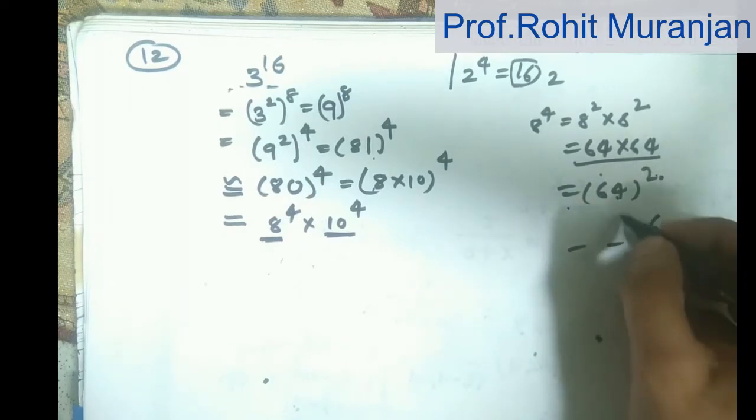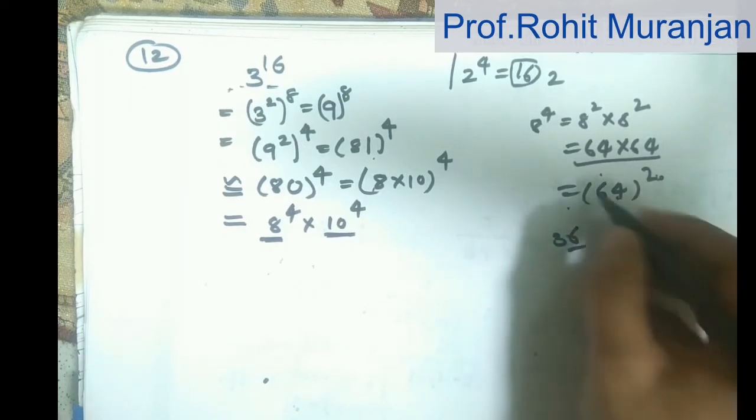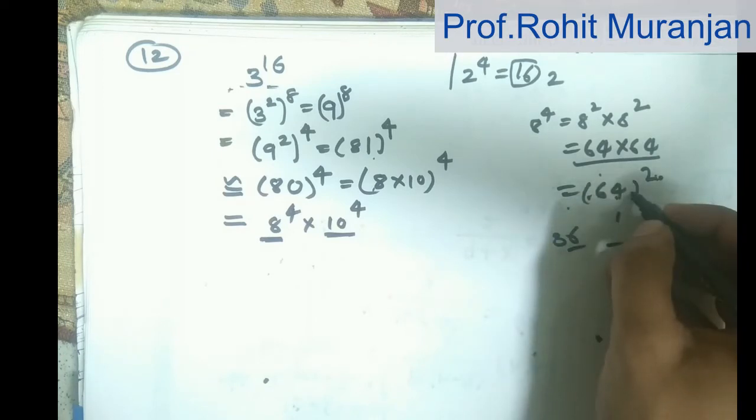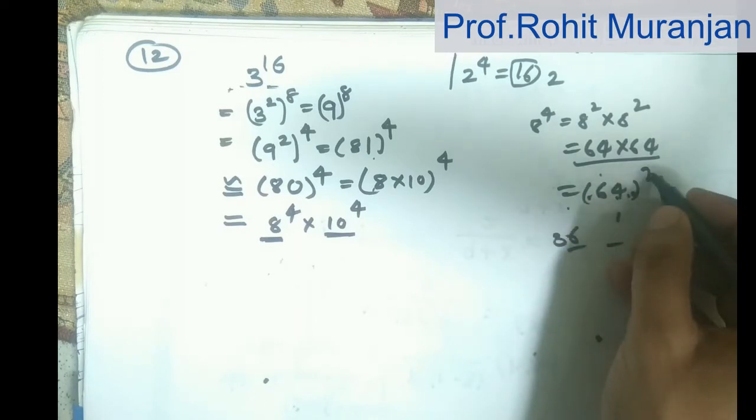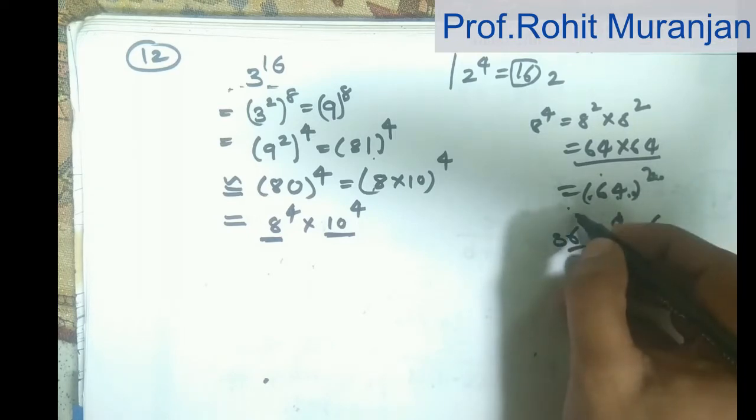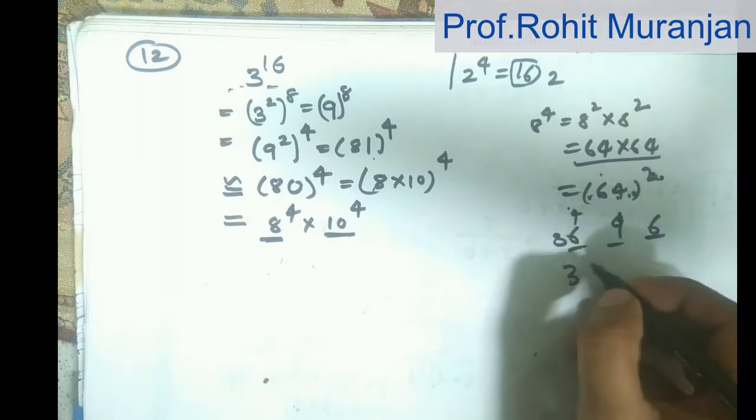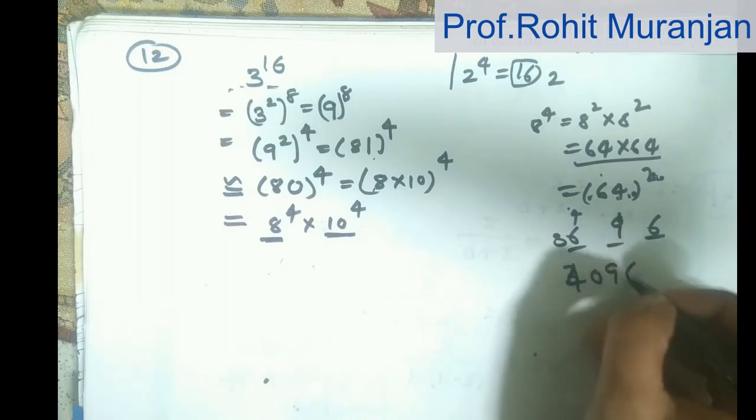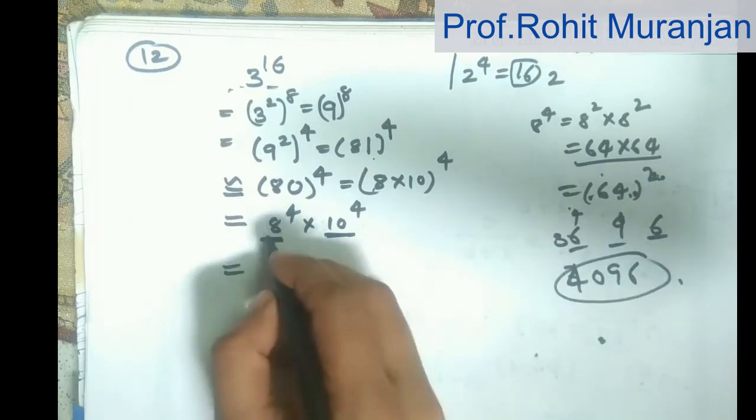So 4 square is 16, carry 1. 6 square is 36. 6 4s are 24, 24 2s are 48, 48 and 1 is 49. So the answer is 4096, which means there are 4 digits.